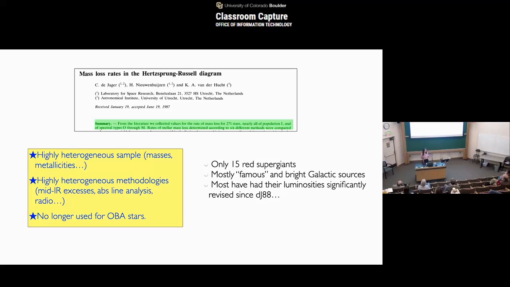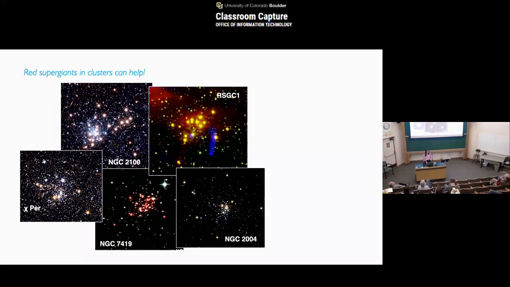Anything that was really bright and easy to image in the 60s, 70s, and 80s is probably in this prescription. But a lot of these stars have had their luminosities significantly adjusted since then because we have better distances and better ways of determining luminosity, but they're still in the prescription that is used in basically all stellar models today. But there is a way that you can do it better.